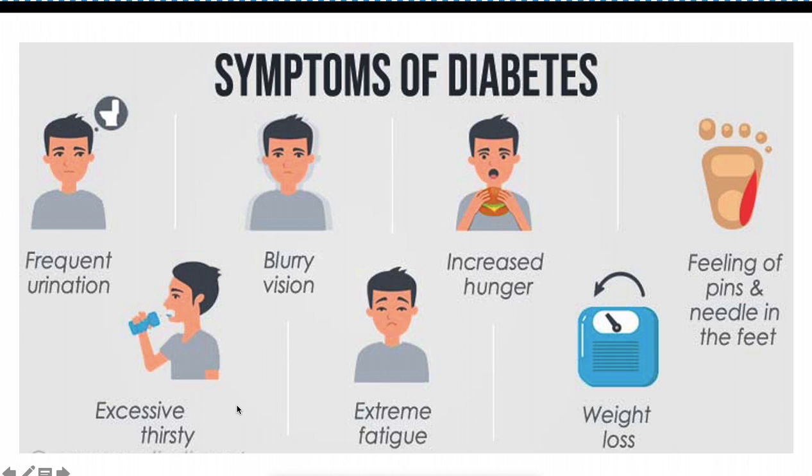When you're feeling very thirsty all the time, you go to the toilet all the time, you have got blurry vision and increased hunger, and you are losing weight, that means that you have these symptoms of diabetes, and you should definitely go and check your glucose concentration in blood.